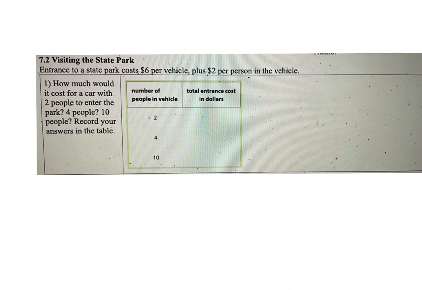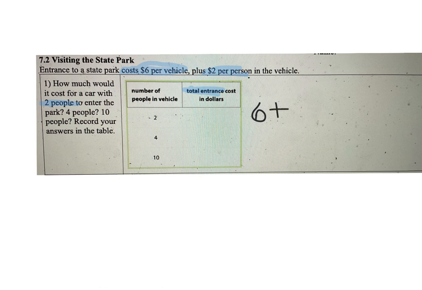So let's just take the information that they gave us, okay? Each vehicle, doesn't matter what kind of vehicle it is, costs $6. Now, if you want your total entrance costs, you also have to add $2 for each extra person. So let's talk about for 2 people to enter, what would be the total cost? Well, for starters, you have to add the $6 for the vehicle, right? So there's your $6 for one vehicle. We don't care what kind of car it is.